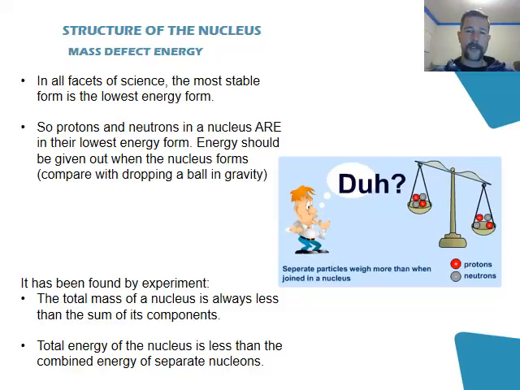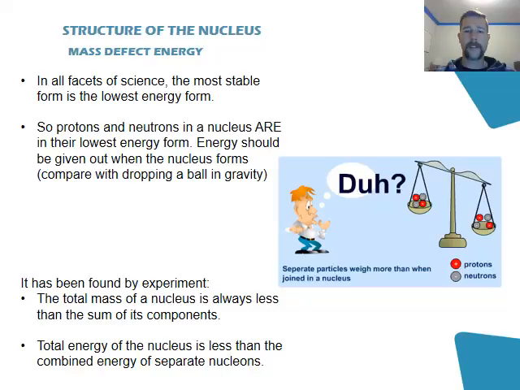Now we're going to get to the interesting bit and talk about the mass defect energy. In all facets of science, the most stable form is the lowest energy form. You can compare this to dropping a ball in the field of gravity, where the lowest energy is when it's resting on the ground. It has been found by experiment that the total mass of a nucleus is always less than the sum of its components. In addition, the total energy of a nucleus is less than the combined energy of separate nucleons.